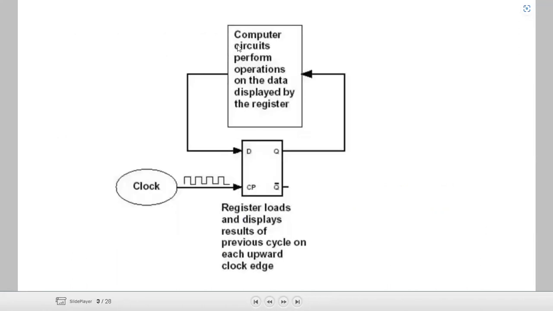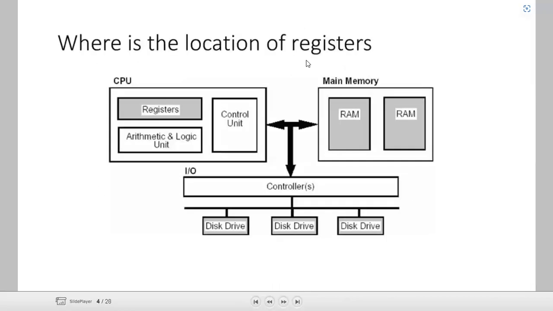Remember, we were looking at this a while ago with the clock. Computer circuits perform operations on the data displayed by the registry. The registry loads and displays results of the previous cycle on each upward clock edge. So on the clock edge, it cycles and goes through, whether I go left or right, in serially or in parallel, out serial or out parallel. But it does so on the clock edge. Where is the location of registers? Right here, in the CPU.